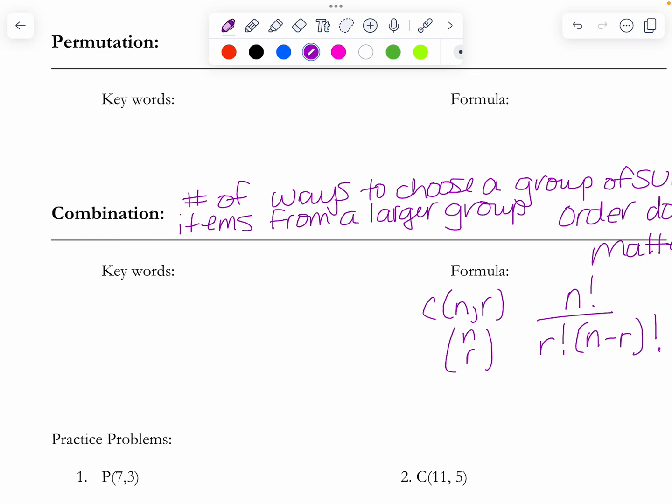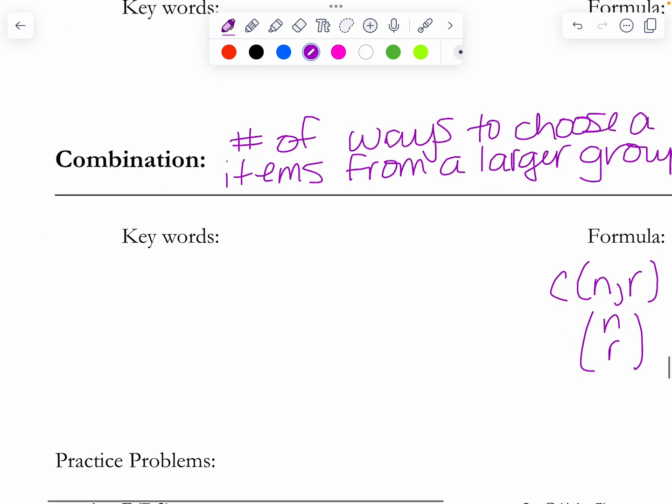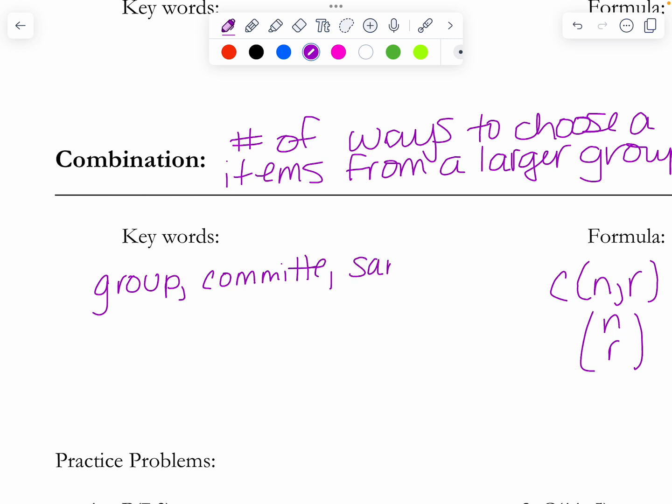Now, since order doesn't matter, I'm going to give you some keywords. This is going to be group, committee. I want you to go ahead and write this down. Sample, select, deck of cards.